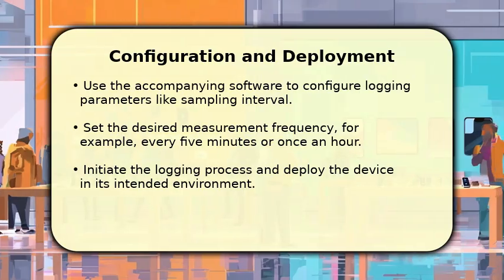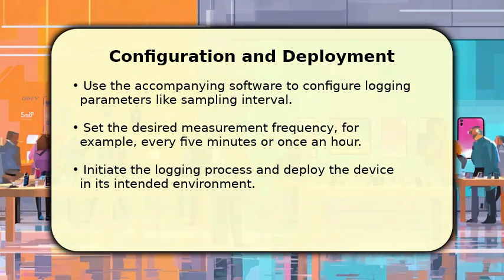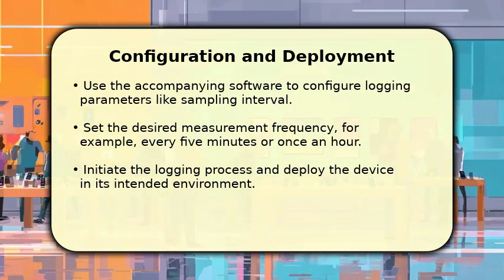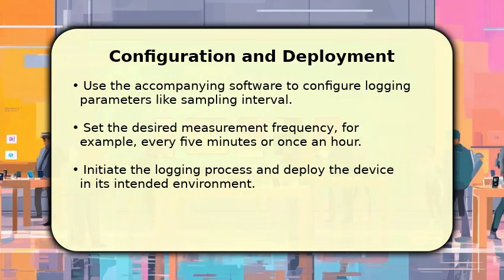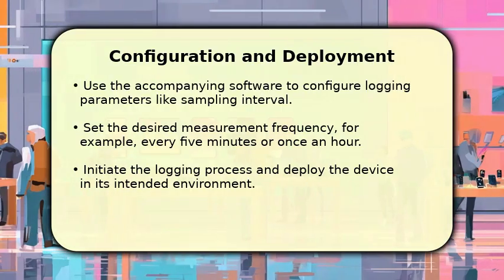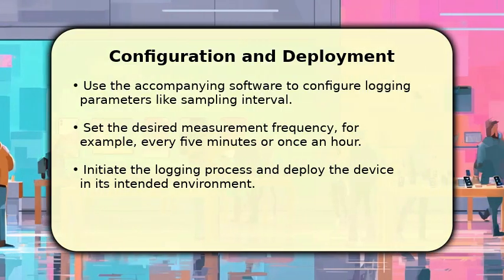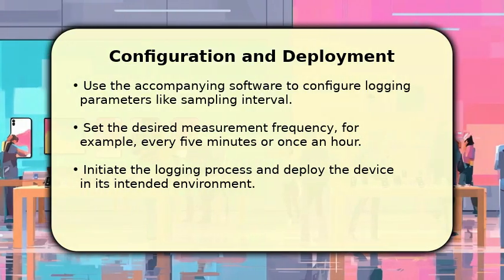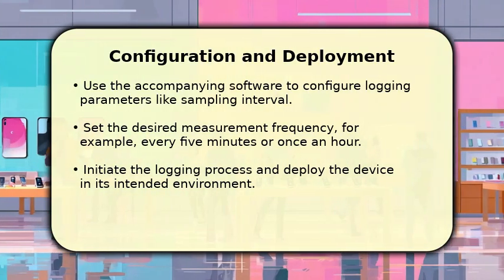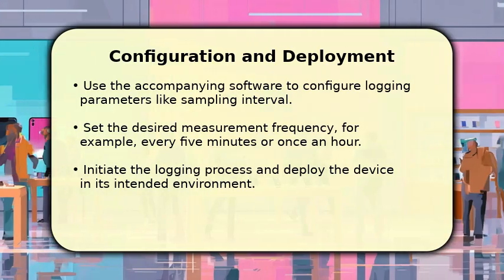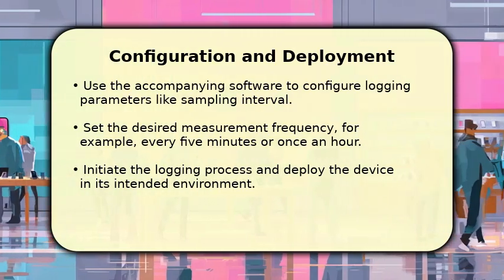Now, it's time to configure your logger. Connect it to your computer and use the provided software to set crucial parameters. You'll define the sampling rate, perhaps recording data every 5 minutes or once an hour, and specify start and stop times. Once configured, disconnect the logger and deploy it in your chosen location. It will then autonomously begin collecting data according to your settings, often storing thousands of readings.